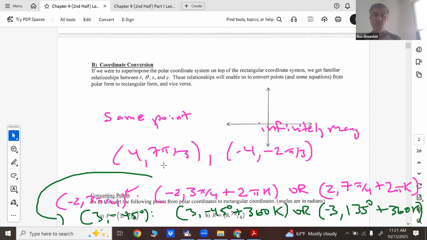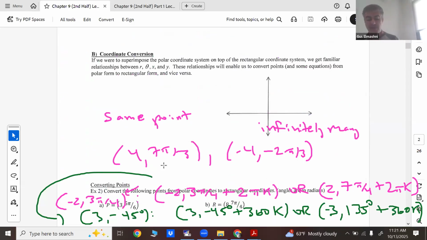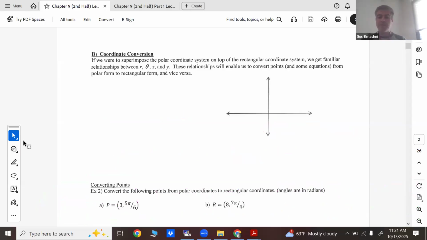Let's take a look at coordinate conversion. This is the part that's more fun because it's more algebraic and it ties into what we've done recently. Let's say you superimpose a polar coordinate system on top of the rectangular coordinate system. We get the familiar relations among r, theta, x and y. These relationships will enable us to convert points and equations from polar form to rectangular form and vice versa.